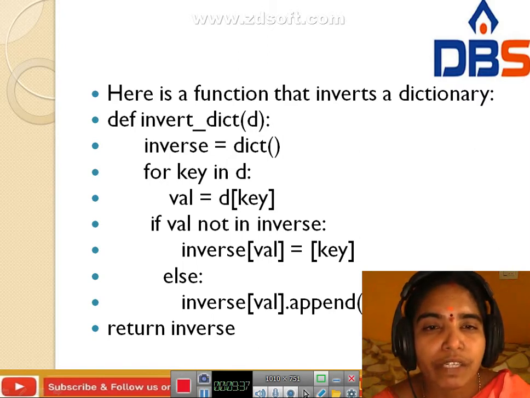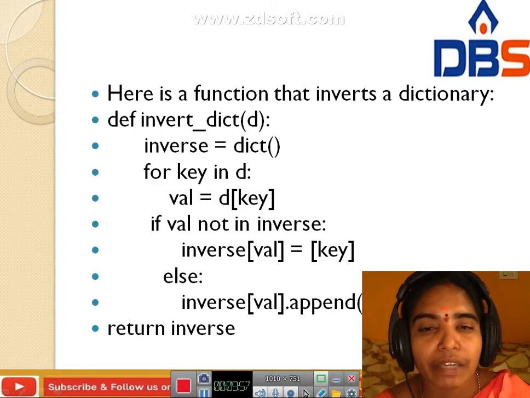Inverse equals dict, for key in d: val equals d of key. If val not in inverse, inverse of val equals a list with key, else inverse of val dot append key, adding that key to the value in that dictionary. Returns inverse.